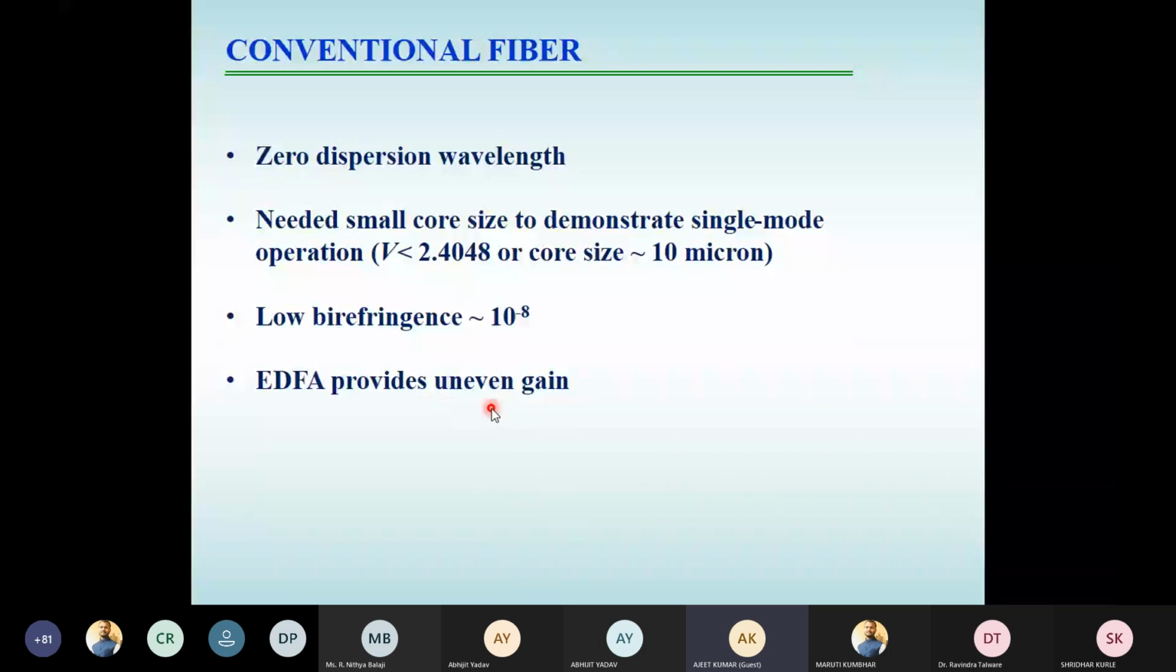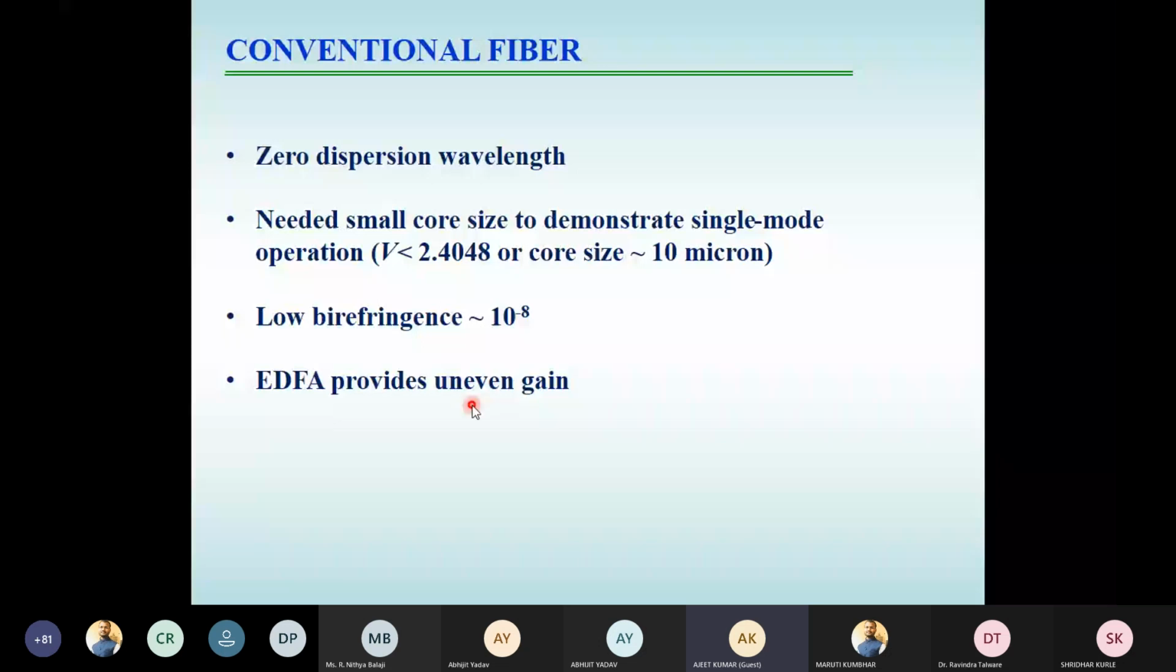In order to receive the signal, you try to use an amplifier. So in optical communication, what amplifier do we have? We use an optical amplifier called EDFA, or erbium-doped fiber amplifier. In the second part of my discussion, we'll see that the EDFA basically gives you uneven gain. It is not giving you the same gain for all the signals.